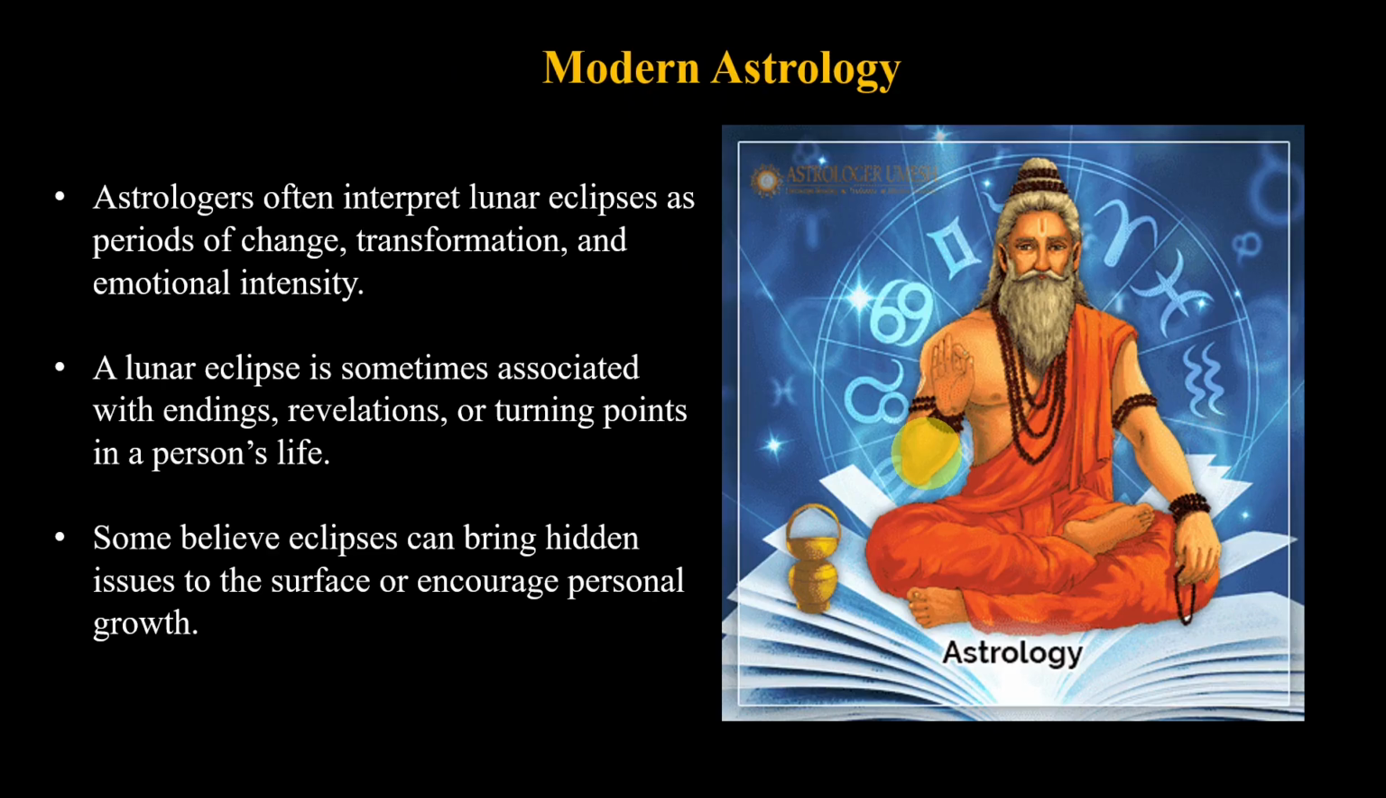All right, how about modern astrology? Modern astrologers often interpret lunar eclipses as periods of change, transformation, and emotional intensity. To them, a lunar eclipse is sometimes associated with endings, revelations, or turning points in a person's life. Some astrologers also believe that eclipses can bring hidden issues to the surface or encourage personal growth.